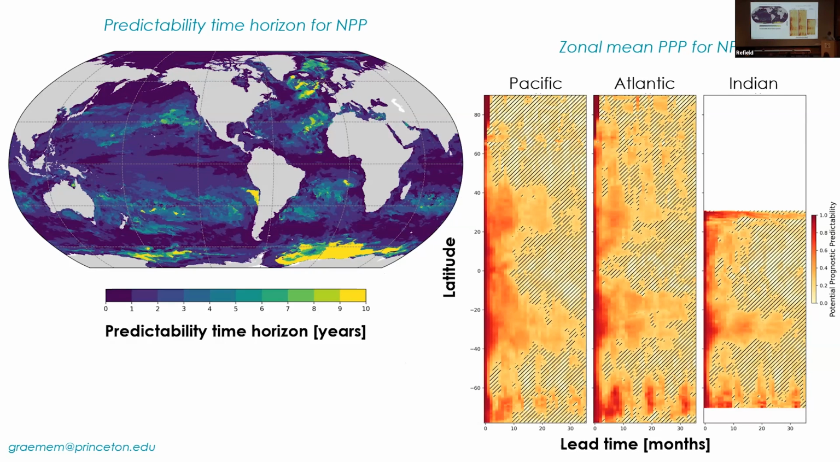This is another perspective on this. These are different sectors, the Pacific, Atlantic, and Indian sectors, where I'm taking the zonal mean of the potential prognostic predictability. On the x-axis here is the lead time, from 0 months to 36 months. You can see the drop-off. Where there's hatching is when it drops below the threshold. So you can see how at different latitudes you have different persistence of predictability through the system.